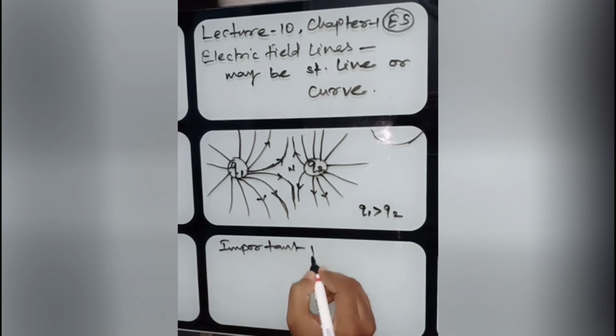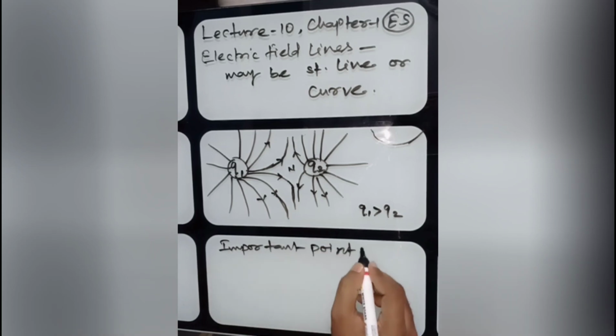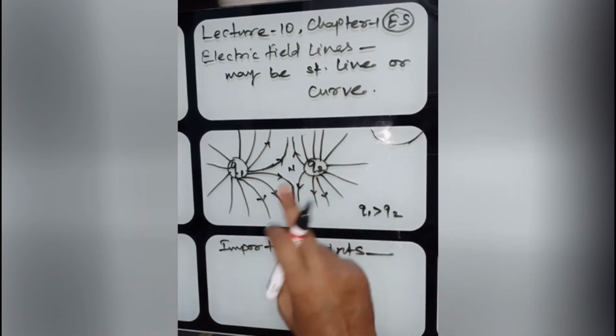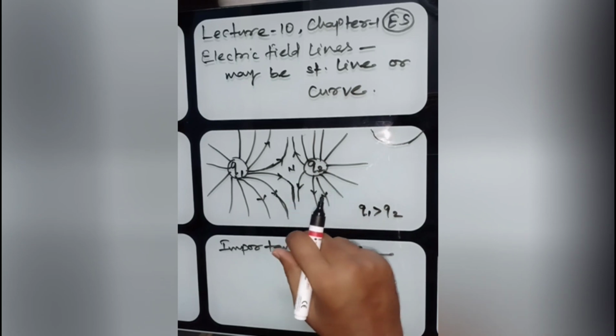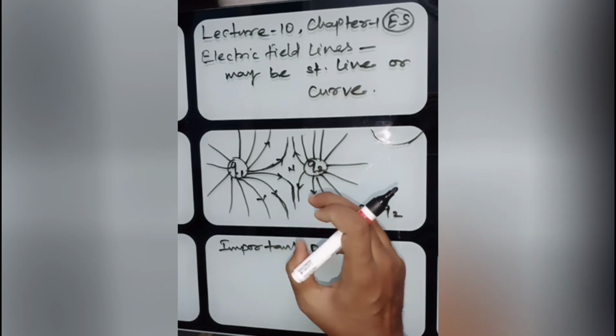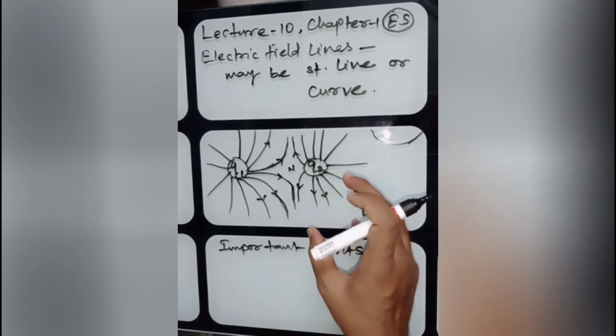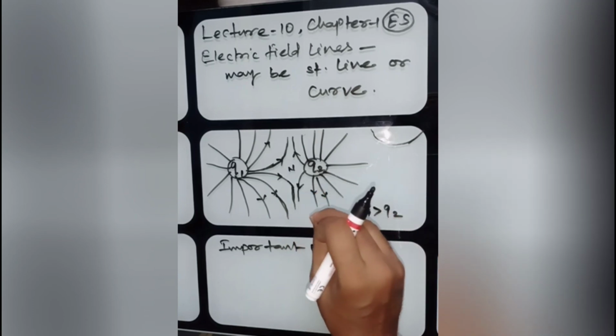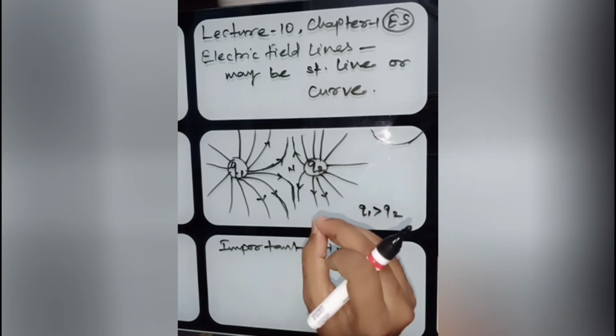Important points about the electric field lines, or the electric lines of force. The density of electric field lines actually defines the strength of the electric field. Remember, kindly note down, the density of electric field lines defines the strength of the electric field.